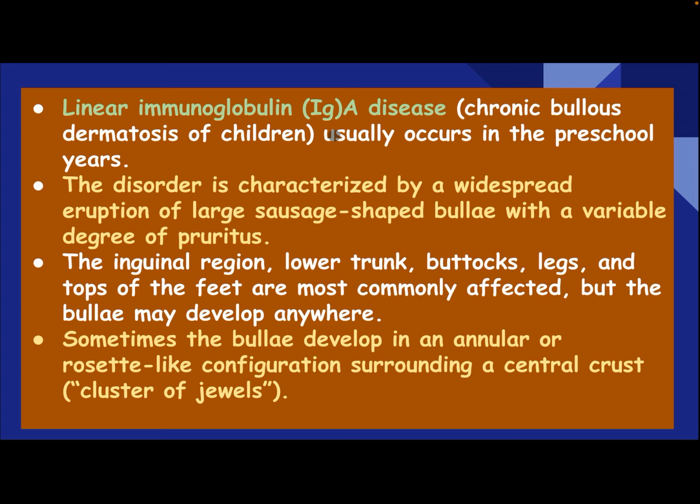Linear IgA disease, a chronic bullous dermatosis of children, usually occurs in the preschool years. The disorder is characterized by a widespread eruption of large sausage-shaped bullae with a variable degree of pruritus. The inguinal region, lower trunk, buttocks, legs, and tops of the feet are most commonly affected, but the bullae may develop anywhere. Sometimes the bullae develop in an annular or rosette-like configuration surrounding a central cluster of jewels.